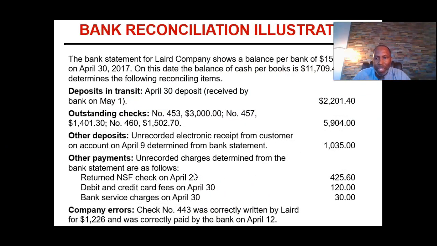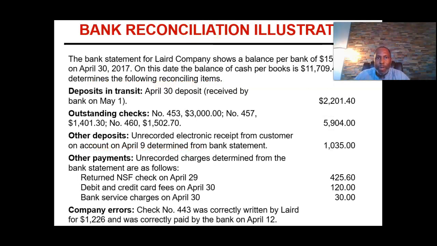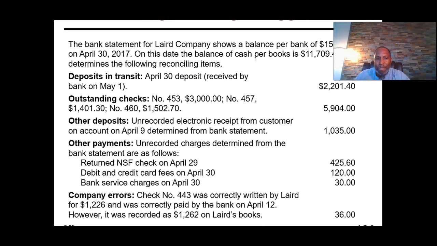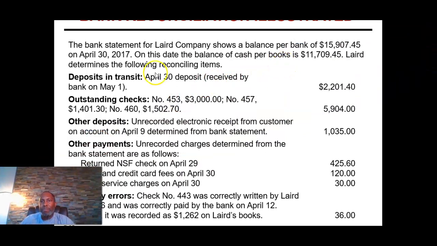Let's get to work. Let's say that here's some information we want to take a look at and break down a little bit. So we know from the previous example that the actual bank statement showed a balance of $15,907.45. But in our cash ledger account, the balance is $11,709.45. Notice that those two amounts are not the same.